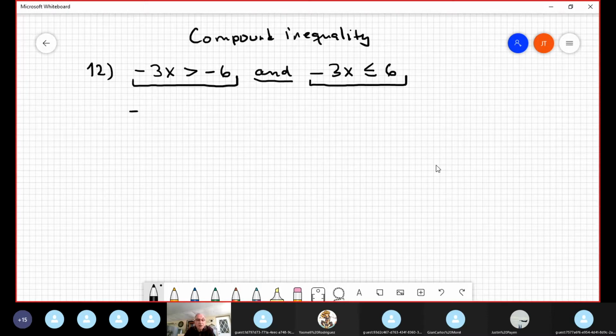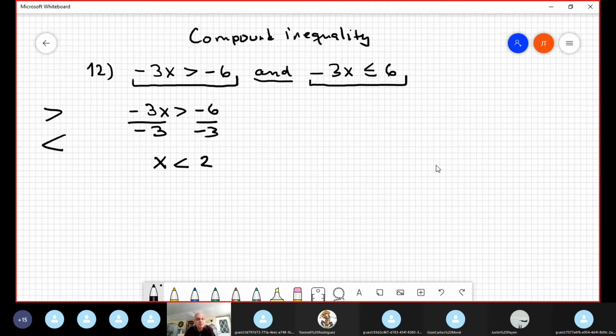So I copy minus 3x greater than minus 6. My goal is always to isolate x, dividing by negative 3 on both sides. You need to know that when you divide or multiply by a negative number, the inequality sign is reversed. So it's x less than 2, because negative 6 divided by negative 3 is positive 2. Now this is a detail: reverse it. Reverse means like that.